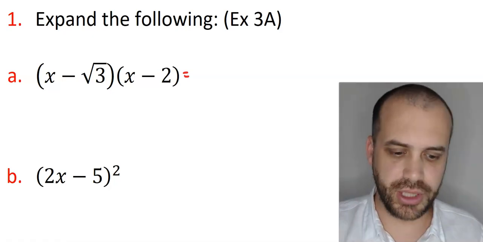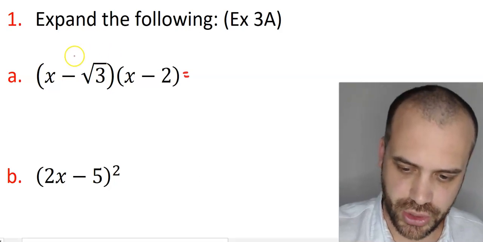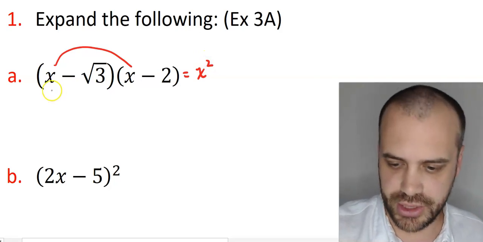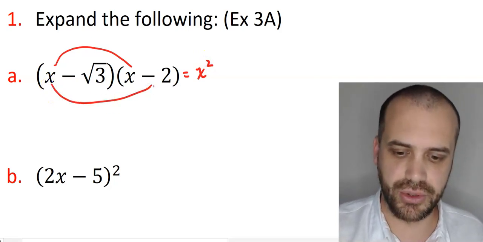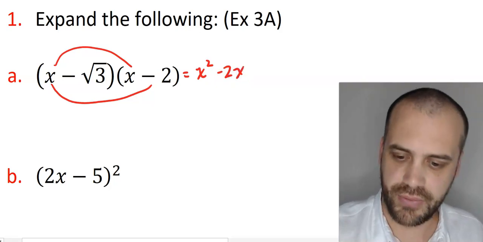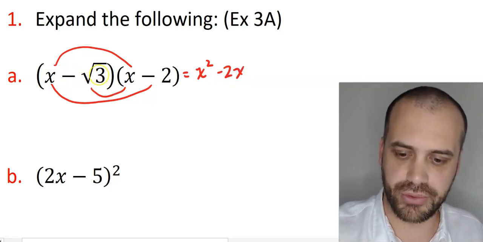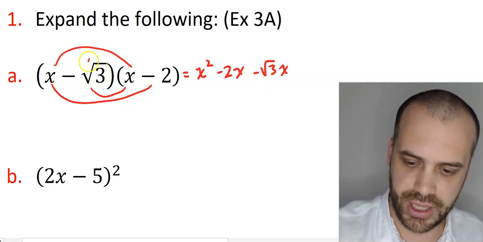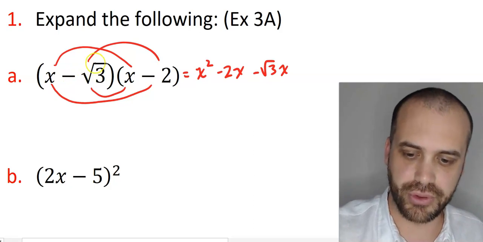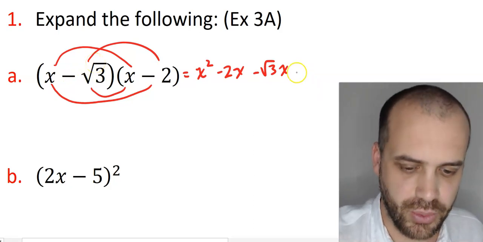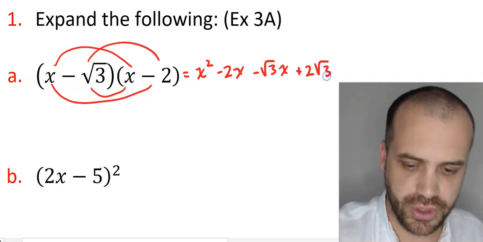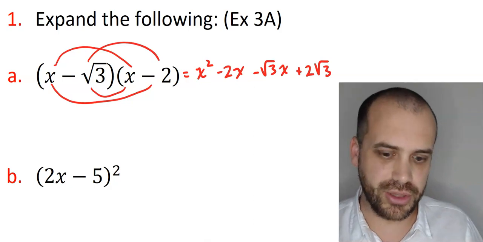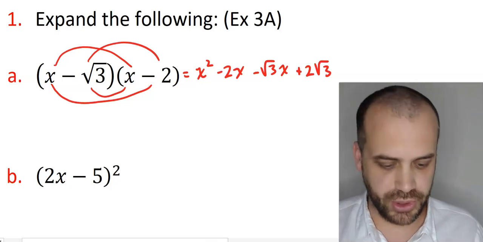So we're going to expand this using the FOIL technique. The first thing times the first thing. So x times x is x squared. The outers, so x times -2 is -2x. The inners, -√3 times x is -√3x. And the last terms here, -√3 times -2 would be +2√3. Last step is really to see if you can group any like terms here. There's no like terms, so I'm kind of stuck.